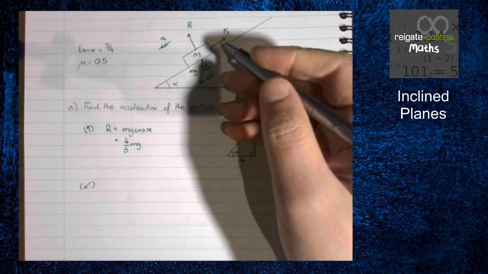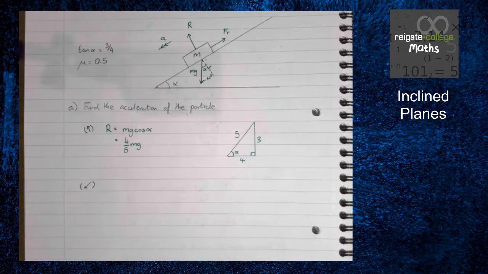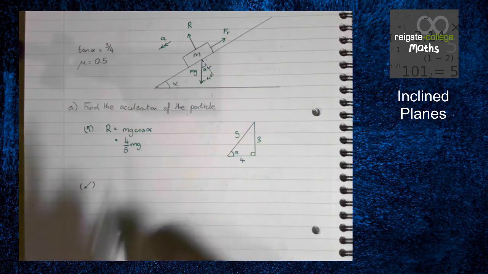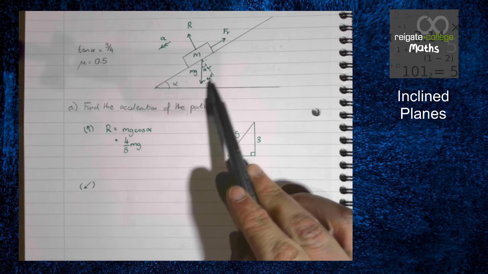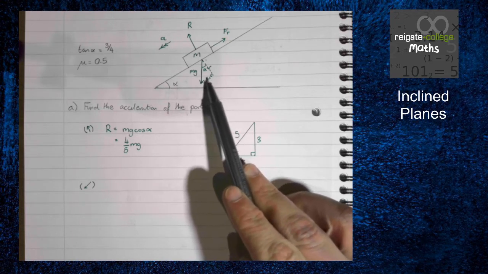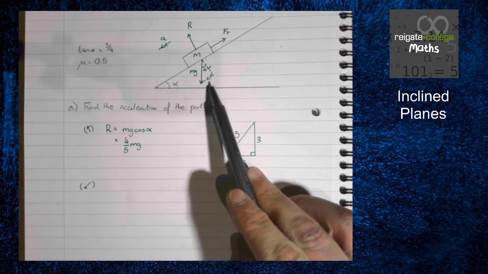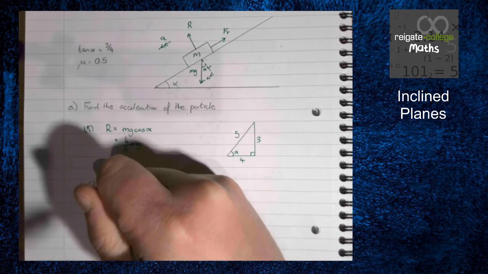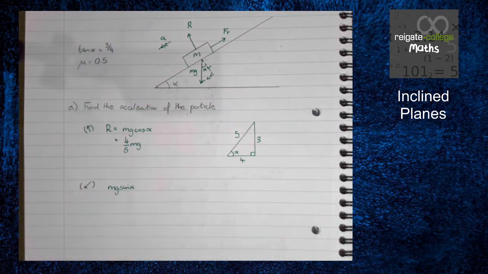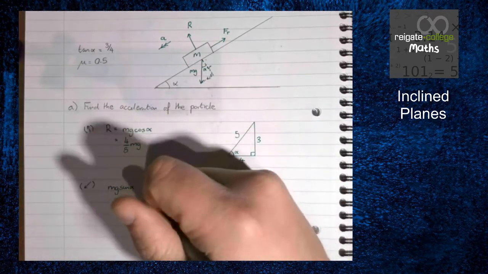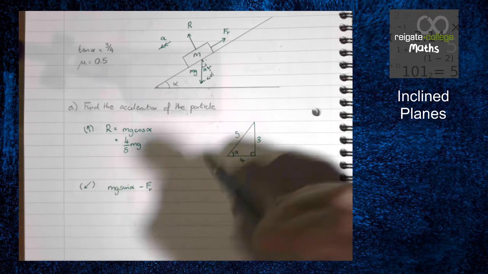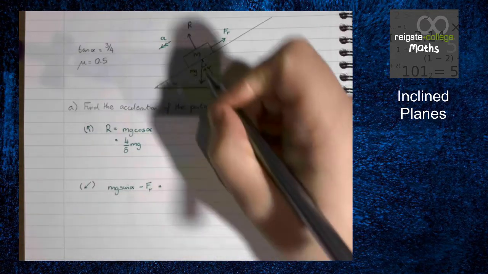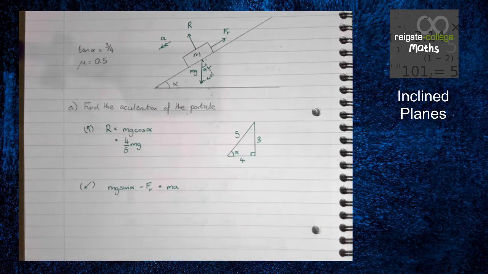We know that forces down, because it's moving down, minus forces up is going to be mass times acceleration. So our forces down are going to be mg times sine of alpha. That's going to be this component here. So we've got mg sine alpha minus friction. There are no other forces in play. And that's going to be equal to mass times acceleration. Don't forget, acceleration is the thing we're trying to find.